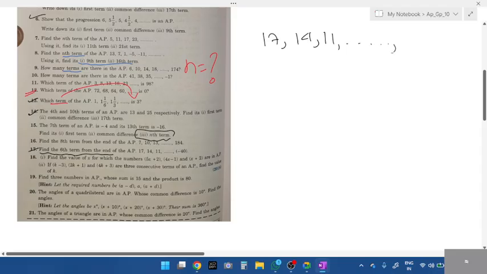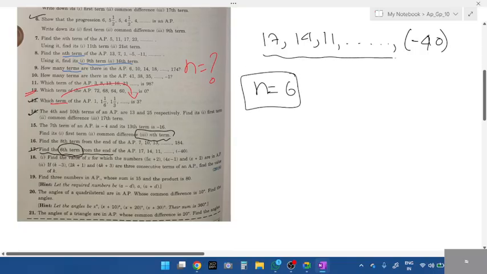Look at this question. Find which term, students? In the 17th question, which term do we need to find? So, n stands for what? n is 6. This is the first clue we got.